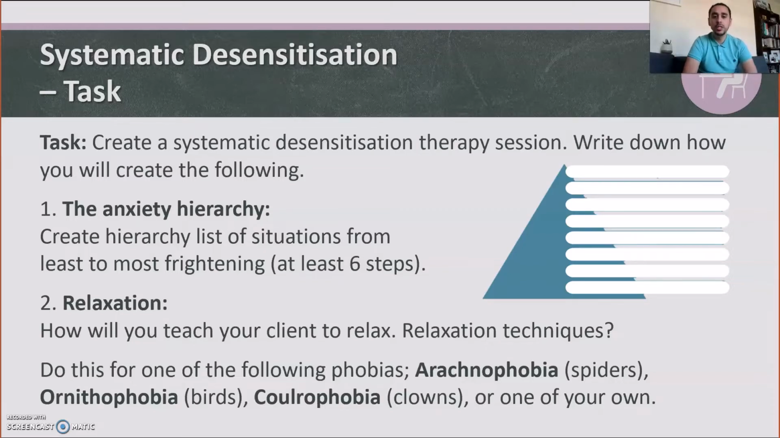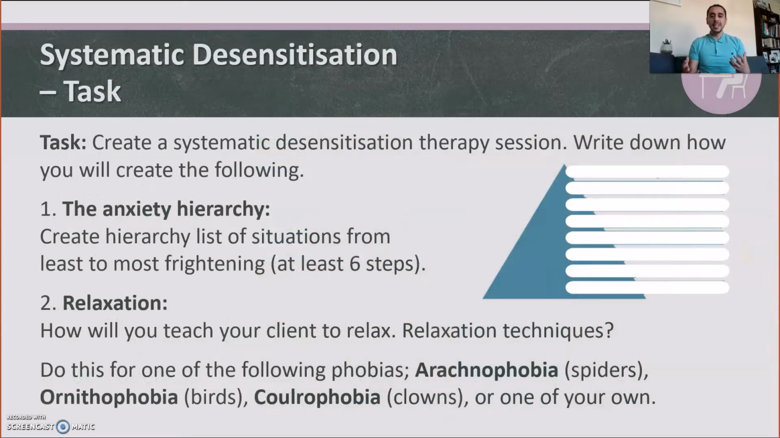Relaxation. How will you teach your client to relax? Relaxation techniques. Can you do this for one of the following phobias? Arachnophobia, fear of spiders. Ornithophobia, fear of birds. Coulrophobia, fear of clowns. Or one of your own. Okay? If you're with a friend, maybe do this with them. If you've got a friend or a family member nearby, maybe give it a go. Do some role play. Create your anxiety hierarchy and then run through it. Okay?